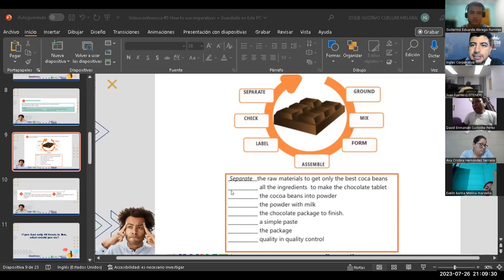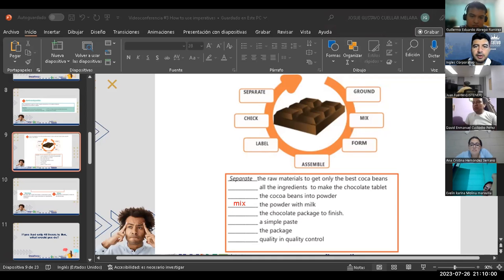Okay, let's listen to some of your opinions. And here we have like six options. Guillermo, yeah, what number? And the number four. Yeah. Mix the powder with milk. That's correct. 1, 2, 3, 4. Yeah, mix the powder with milk.